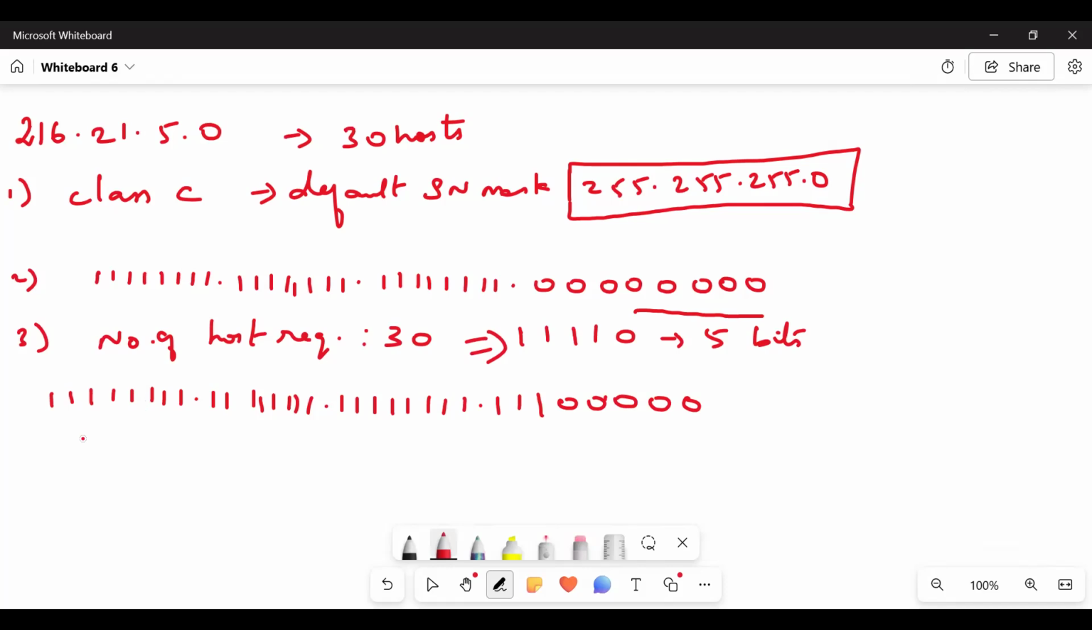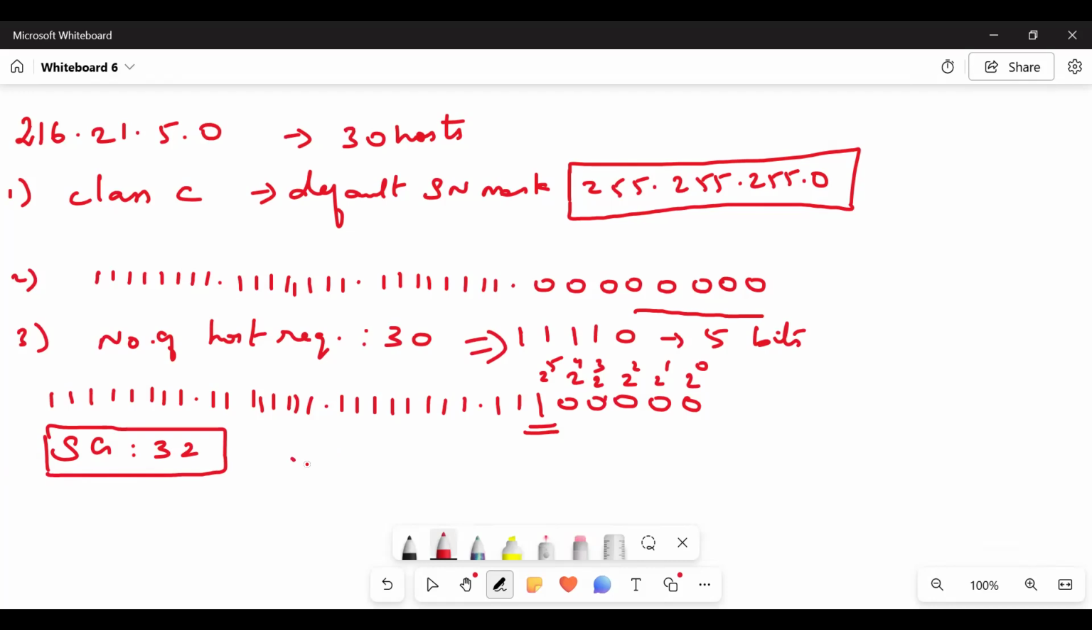Okay. Before that, we need to find the subnet generator. So how to find the subnet generator? After the 0, the first 1 which we are encountering, the position of that: this is 2 power 0, 2 power 1, 2 power 2, 2 power 3, 2 power 4, this is 2 power 5. The position is 2 power 5, that is, the subnet generator is 32. Okay, subnet generator is 32.